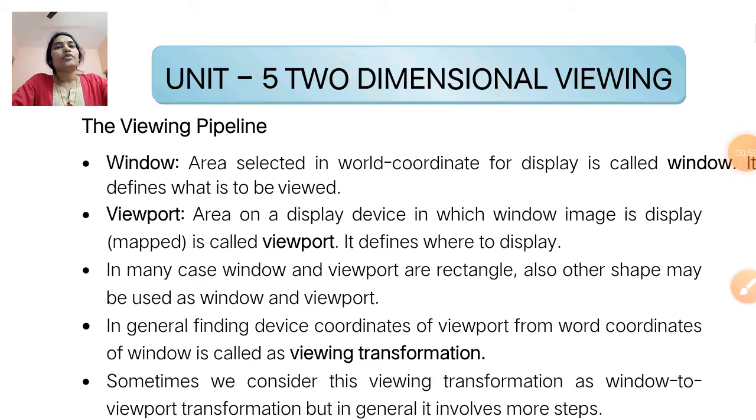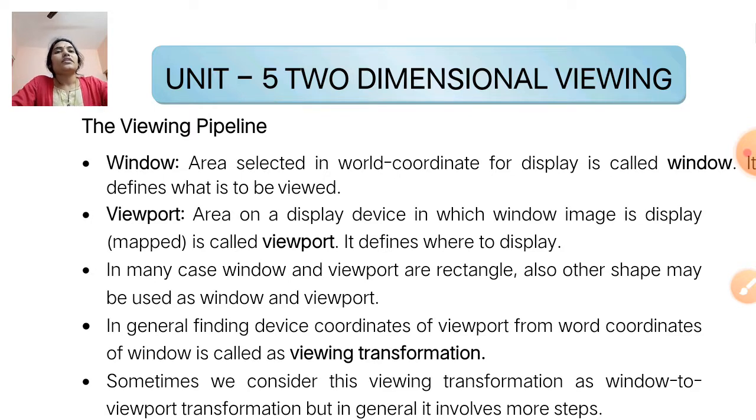In the viewing pipeline we discuss some new terms: window, viewport and viewing transformation. First we discuss what is window. The area selected in world coordinate for display is called window. It defines what is to be viewed. That means when the image is displayed, it is known as a window.